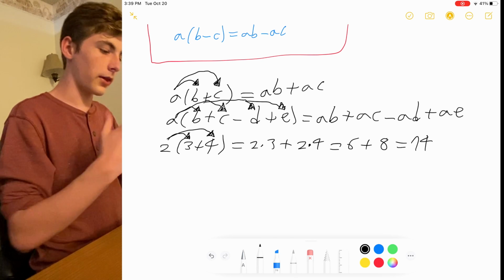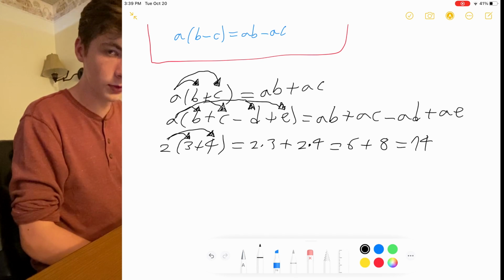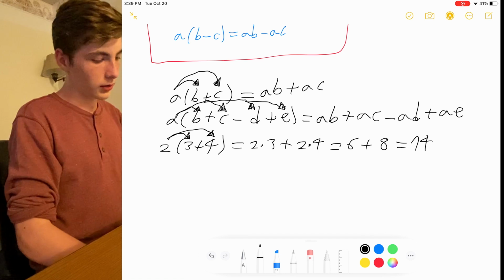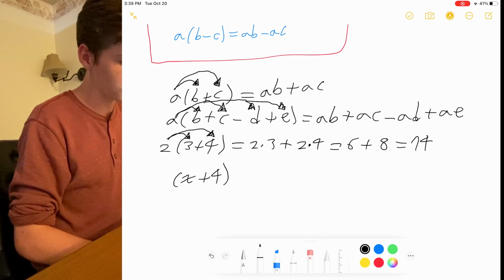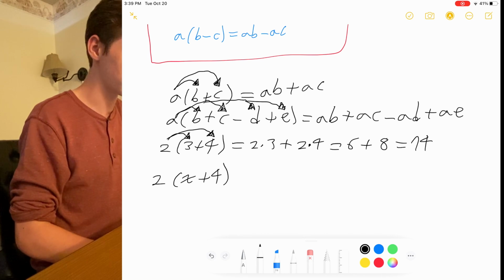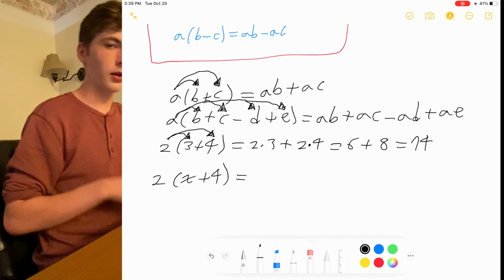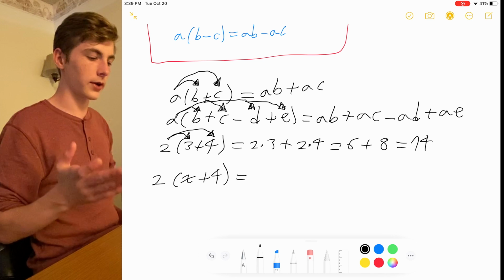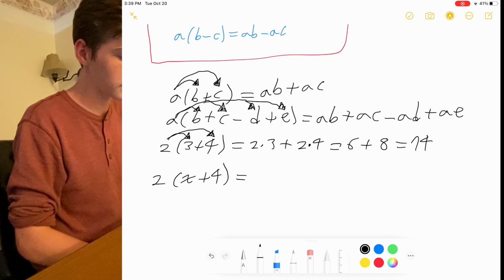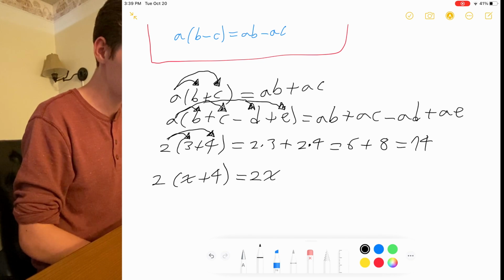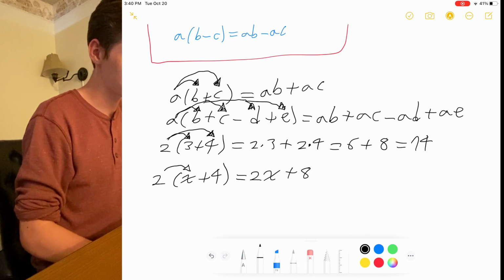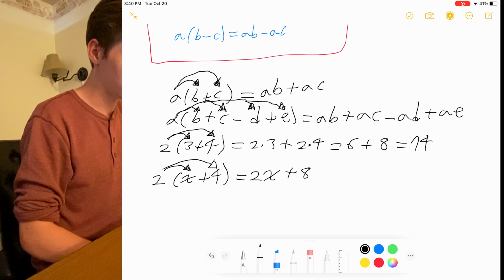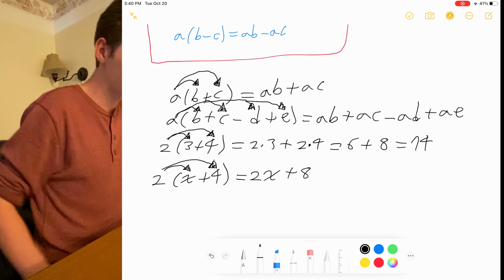So that's kind of how that works in real life, and this is going to be really helpful when we come into situations where we have variables in the parentheses, so like 2 times (x plus 4), right? We can't actually evaluate x plus 4 because we don't know what x is, but we can simplify this by multiplying that 2 in. So we say 2x plus 2 times 4 is 8, right? We distributed that 2 in there.